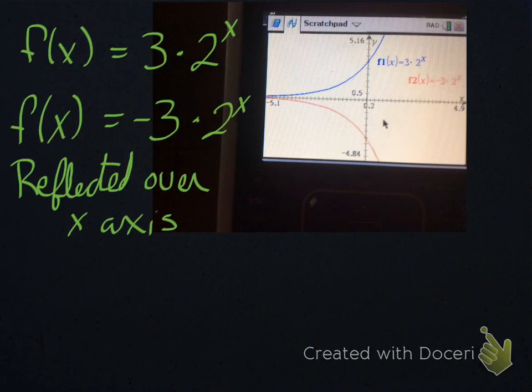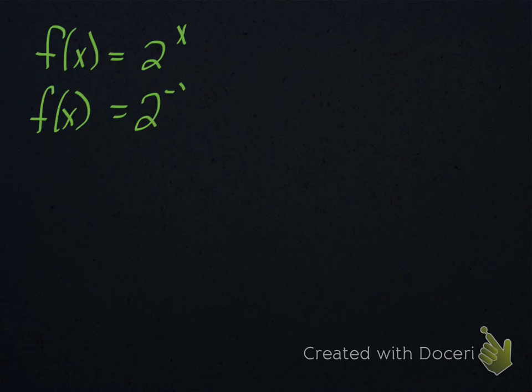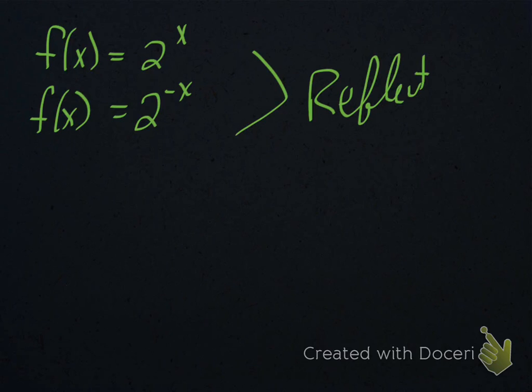What do you think would happen if I put a negative in my exponent? Which axis do you think it's going to reflect over? The y. So if you have f of x equals 2 to the x and f of x equals 2 to the negative x, this is a reflection over y. Did that reflect over the x-axis? The first one did. This one reflects over the y.